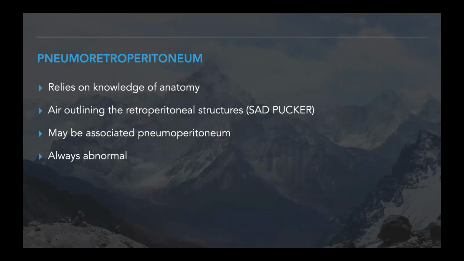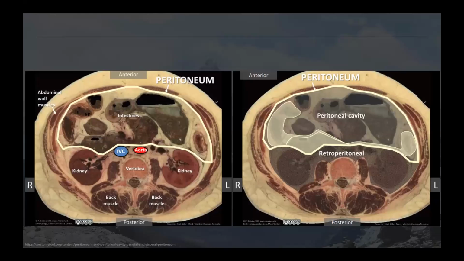So there's pneumoperitoneum, which is air within the peritoneal cavity, and then there is air in the retroperitoneum, so behind the peritoneal cavity. So this relies on your knowledge of anatomy. You see air outlining the retroperitoneal structures, which you will remember SAD PUCKER is a useful acronym for identifying those. There may also be associated pneumoperitoneum, but not always. Pneumoretroperitoneum is always abnormal. Just a basic refresher for our anatomy.